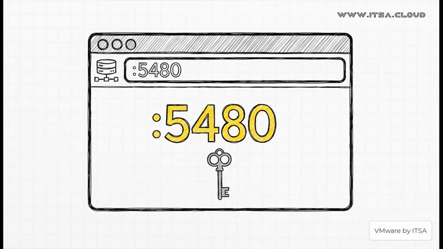And getting there is about as simple as it gets. You just point your browser to the IP address or the fully qualified domain name of your vCenter server. But, and listen, this is the really critical part. You add on port 5480. That specific port number is your key to unlocking this whole other management interface.